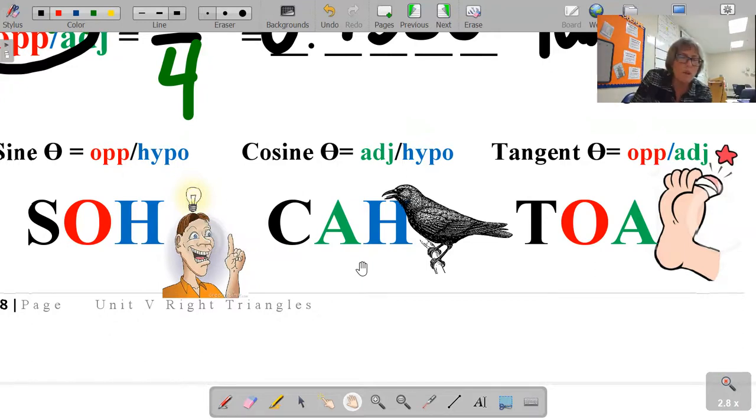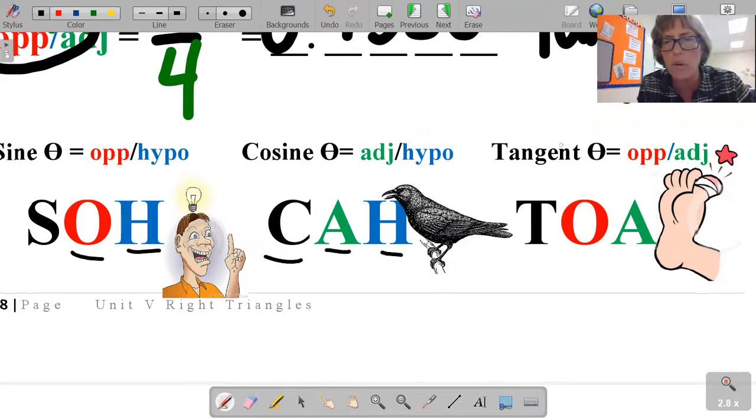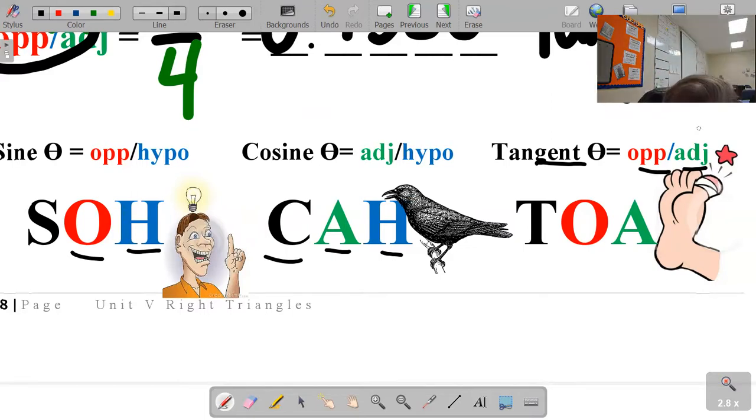And the way you're going to remember it, it looks like this. The sine ratio, sine of theta equals opposite over hypo. Cosine theta equals adjacent over hypo. Tangent theta equals opposite over adjacent. You can come up with your own way to remember. SOH CAH TOA. So think of it like this.